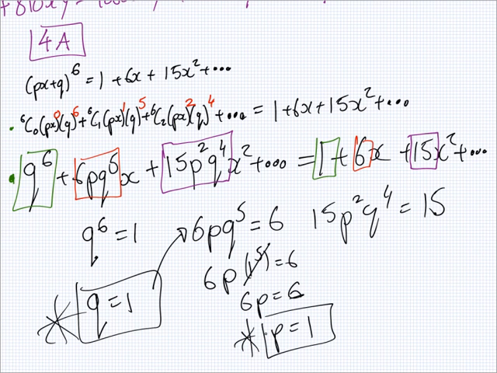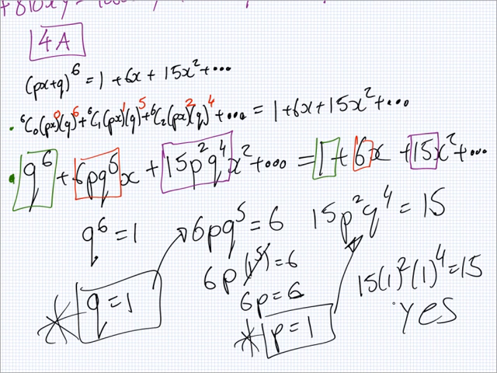And then you replace in the original. What you could do is replace in the third one to make sure. So is 15 times 1 squared times 1 power 4 equal 15? Yes, that is true. 15 times 1 times 1 is still 15.